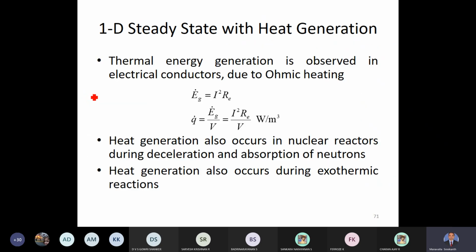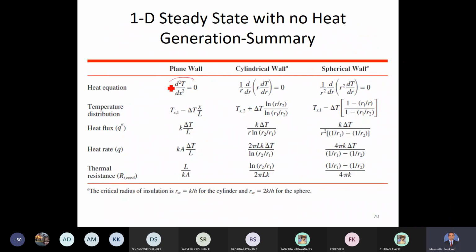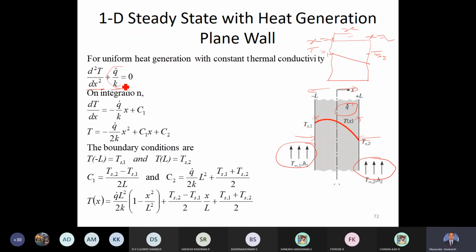So earlier when there was no heat generation, this was the only equation. Now with heat generation, we add this. So here q dot is taken as a positive quantity. It can also be negative, that we will call heat consumption. Okay. Now let us look at this equation.